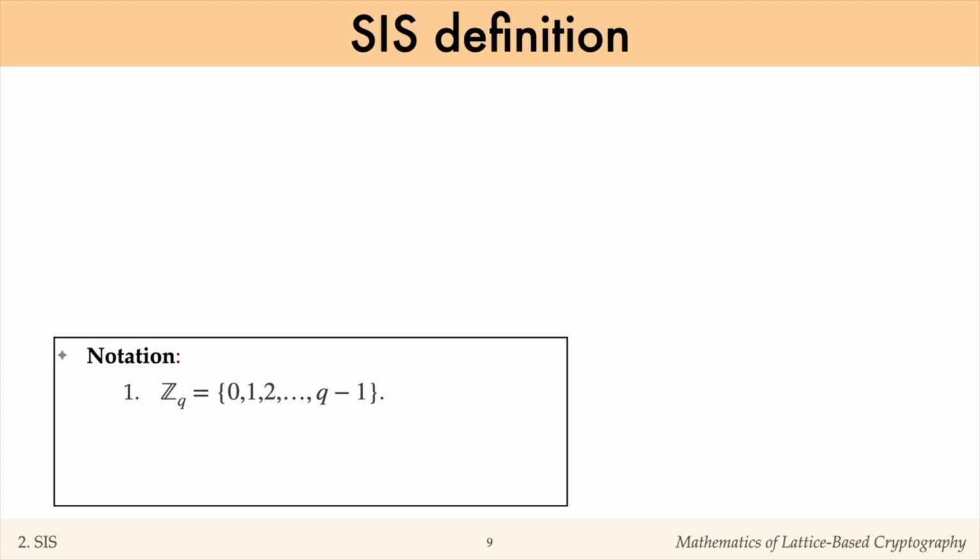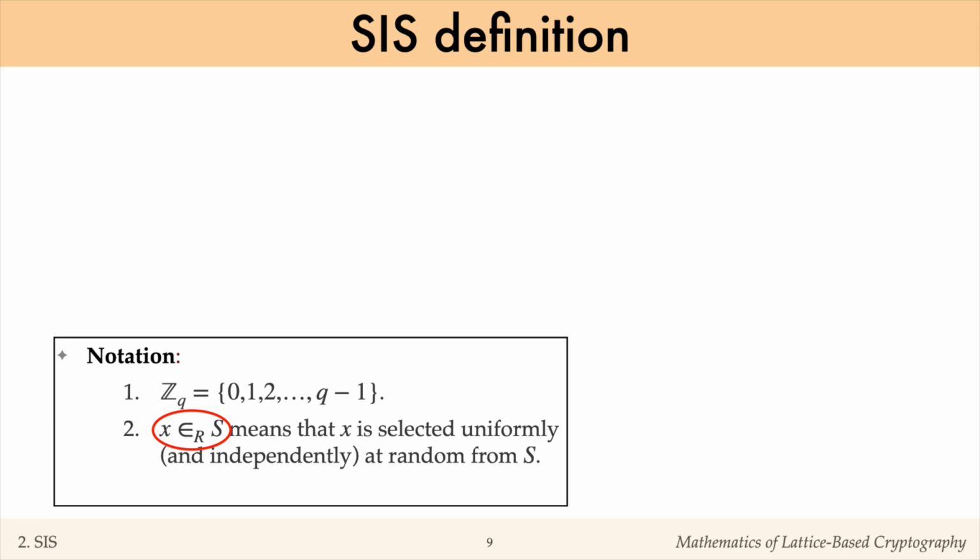Okay, here's some notation I'll use in the course. The set of integers modulo q, denoted Zq, is comprised of the integers between 0 and q minus 1, where addition, subtraction, and multiplication are performed modulo q. I'll use this notation for the selection of x uniformly and independently at random from the set S. All vectors are column vectors.